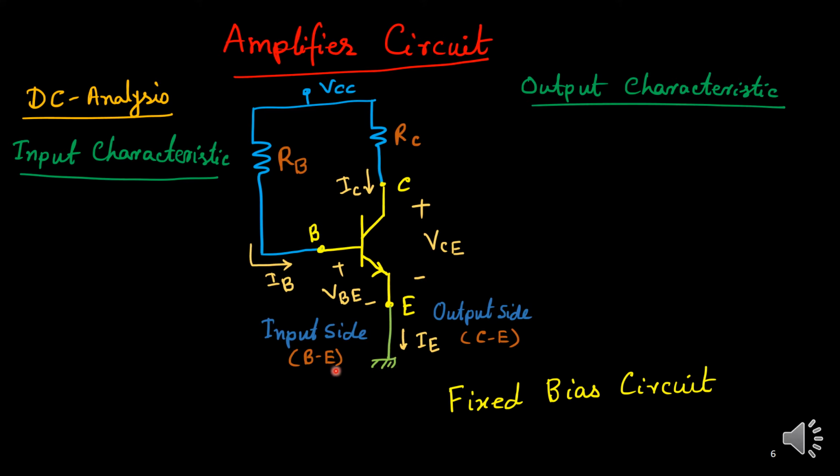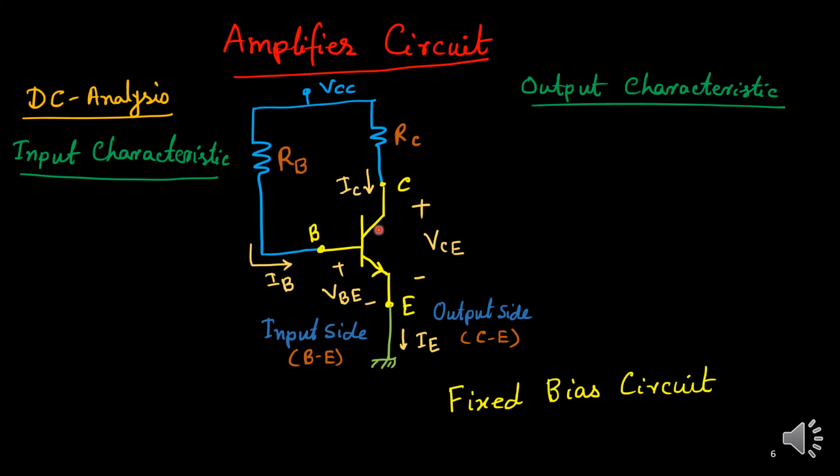If any one is common in between, suppose if emitter is common between input and output, then it is called common emitter mode. If collector is common in between input side and output side, then it will be considered as common collector. Similarly, if base is common in between input and output side, then it will be considered as common base. Those will be discussed in detail later.